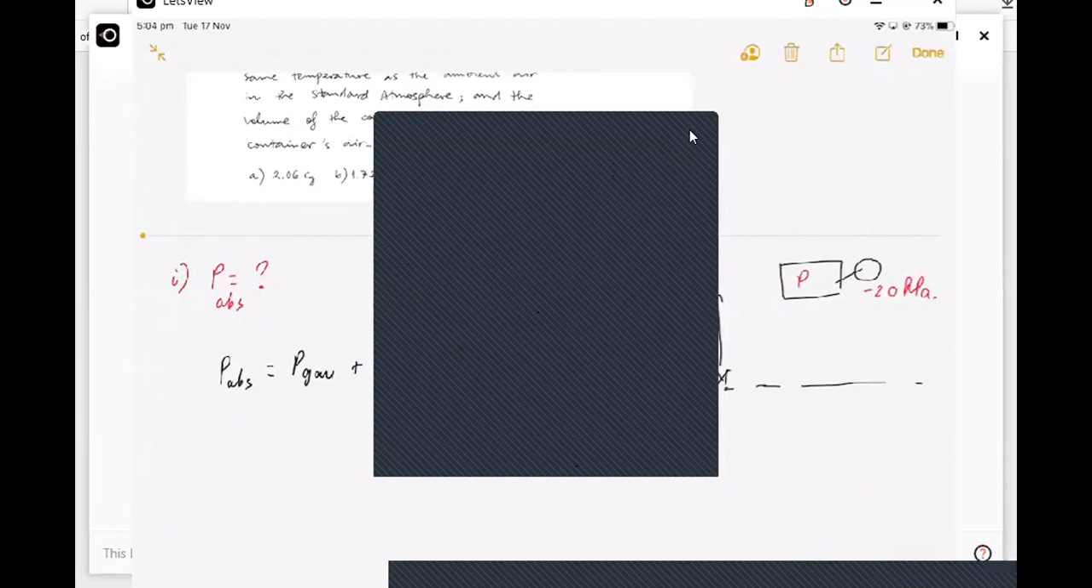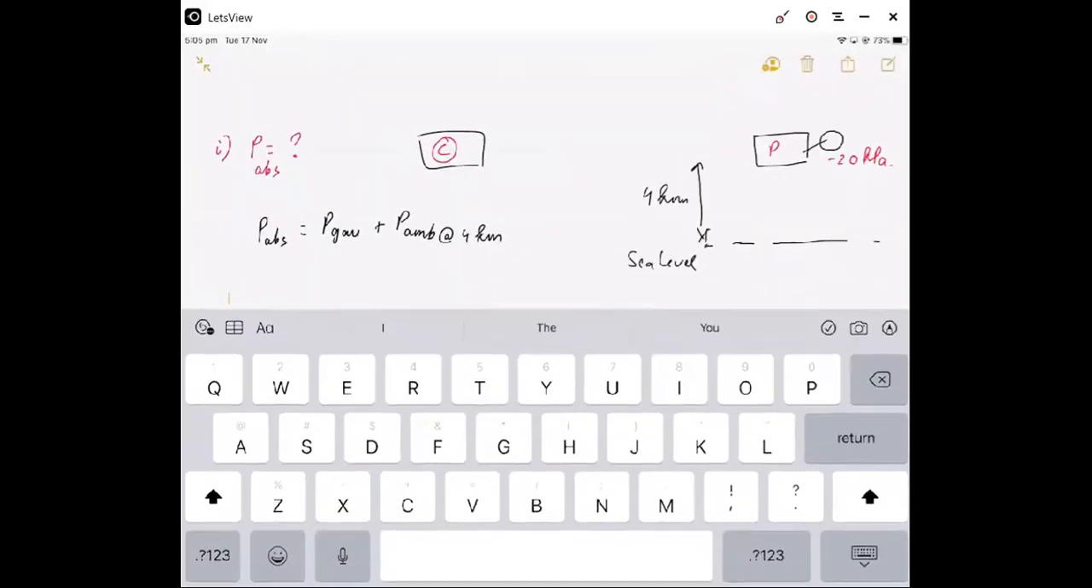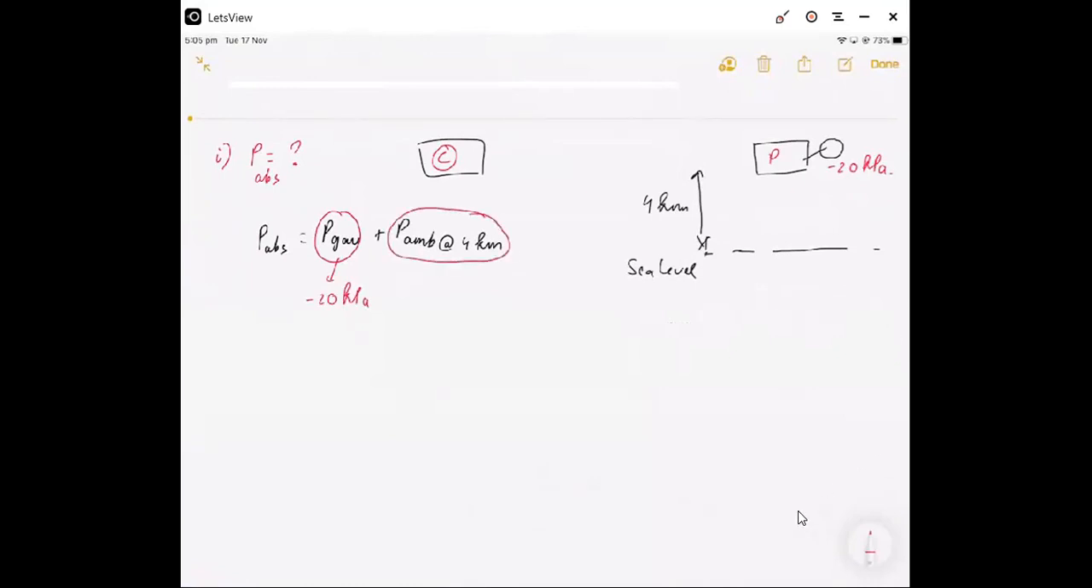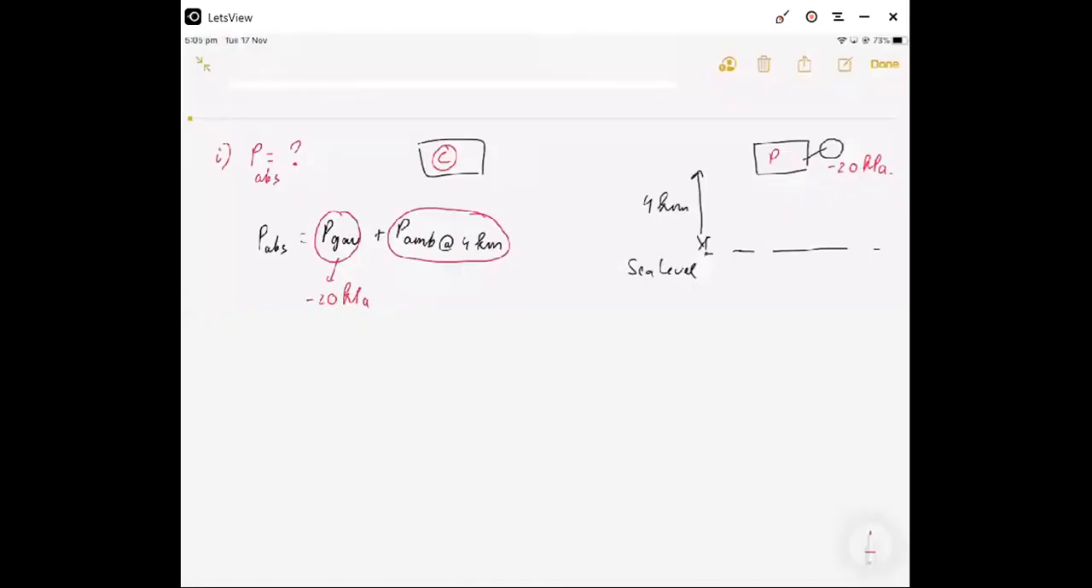The answer is C. Absolute pressure equals ambient pressure plus gauge pressure. The gauge pressure mentioned in the question is minus 20 kPa. For ambient pressure at 4 kilometer altitude, you have from the table 4 kilometer is 61.64 kilopascal. So the absolute pressure will be 41.64 kilopascal.